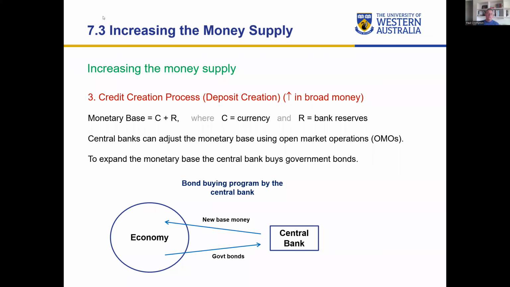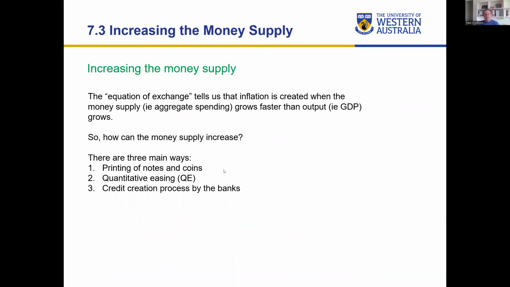This is the second video of section 7.3 about increasing the money supply. So let's go back and recap quickly. There are three main ways of increasing the money supply: printing notes, quantitative easing, or the credit creation process. So we've done the first two.